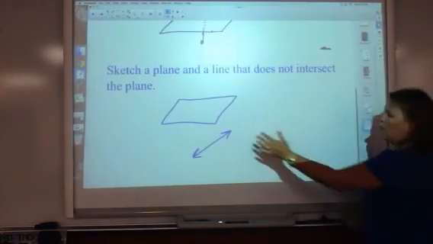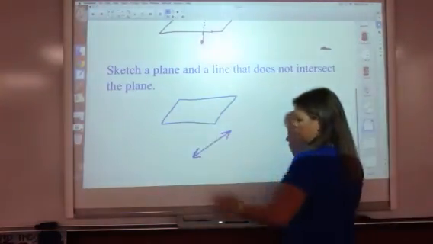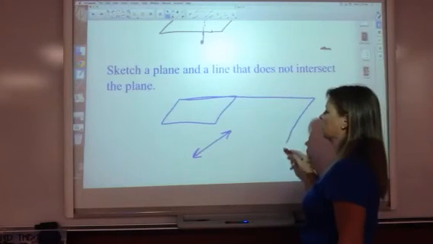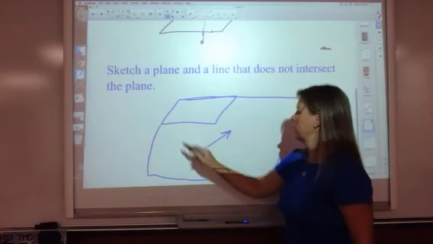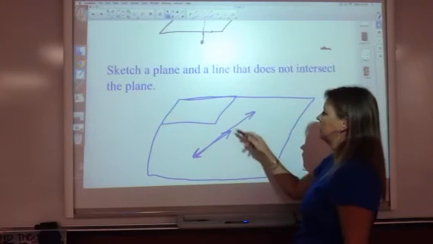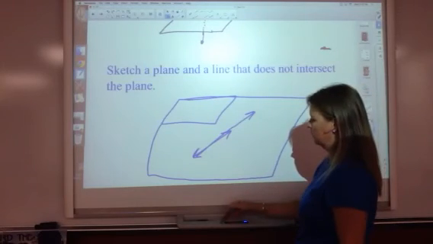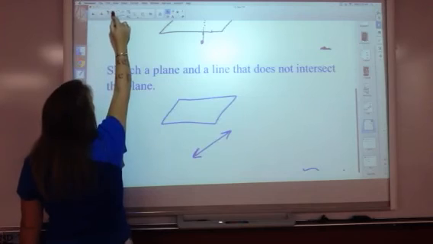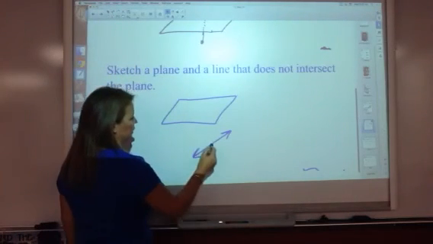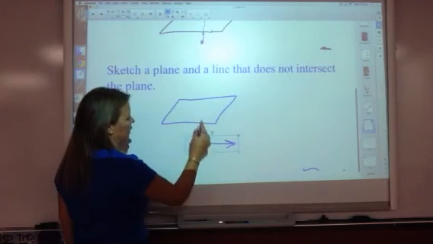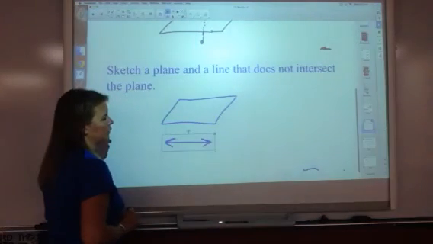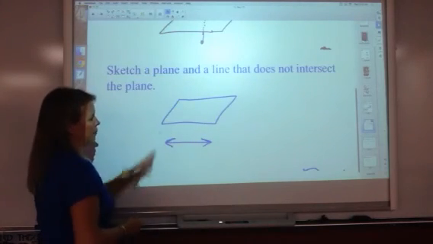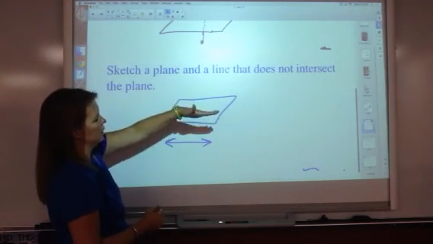So if you drew your line like this, and this plane actually goes on infinitely in all directions, and this line goes infinitely, it's going to run into that. So you can't put it at an angle. You're going to have to keep your line parallel to your plane so that it's never touching it. No matter how far it goes, it'll never run into that plane. And remember, that plane is floating right here.